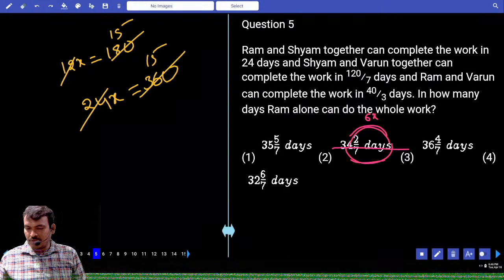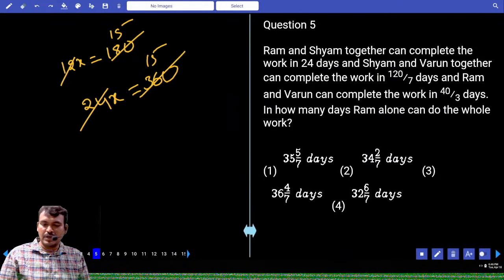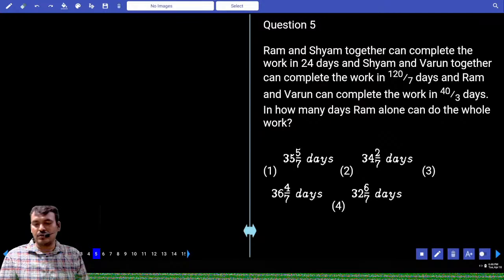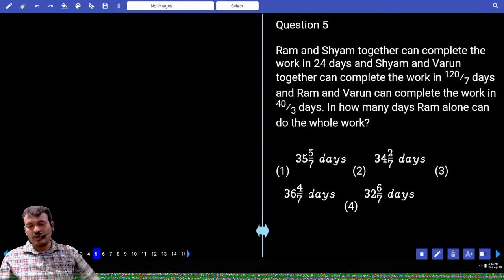Next, question number 5. Ram and Sham together can complete a work in 24 days. Sham and Varun together can complete the work in 120 by 7 days. Ram and Varun can complete the work in 40 by 3 days. In how many days can Ram alone do the whole work?